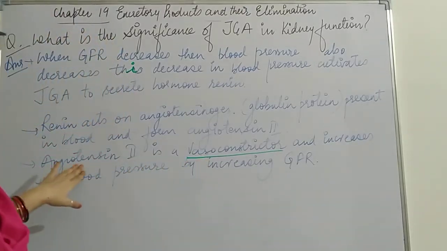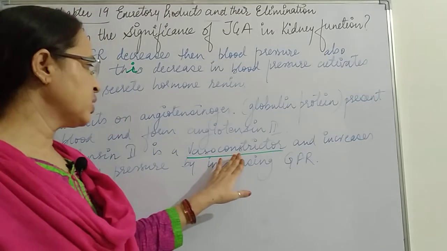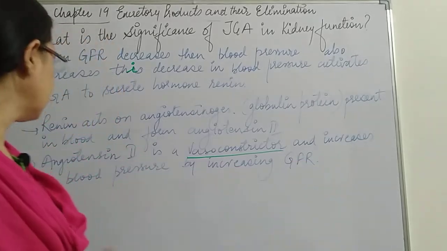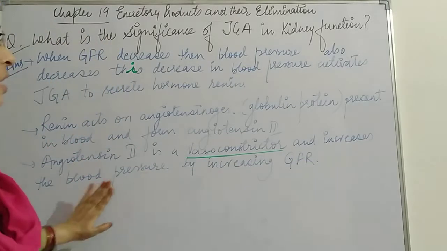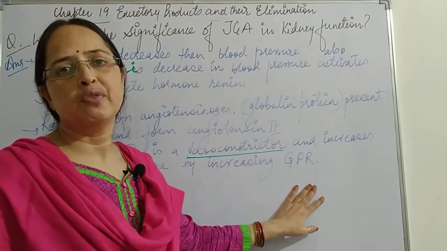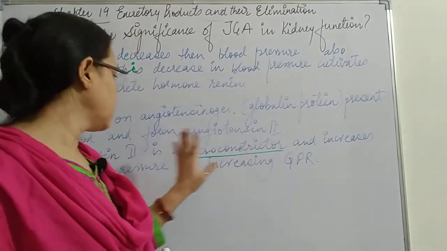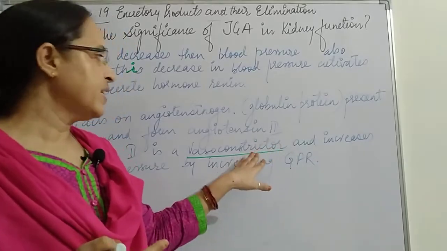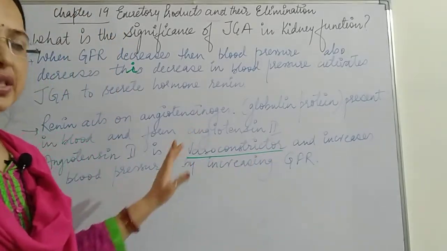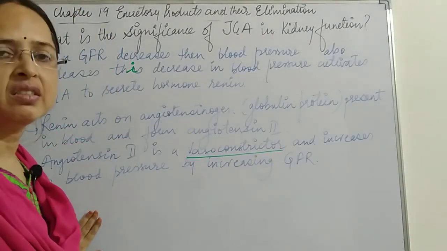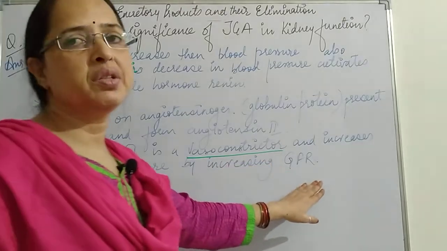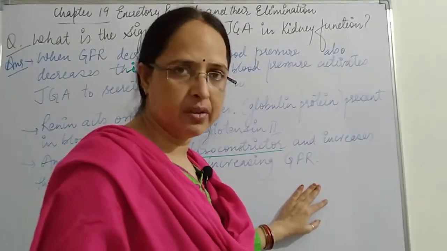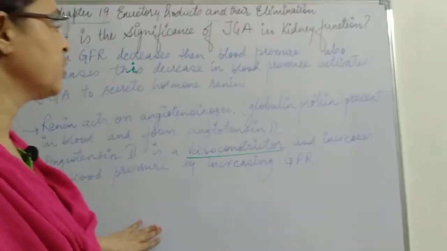So angiotensin 2 is a vasoconstrictor and it increases the blood pressure, and thereby the glomerular filtration rate. When angiotensin 2 acts on the blood vessels, blood pressure increases, and with the increase in blood pressure, the glomerular filtration rate also increases. So this is the answer to this question.